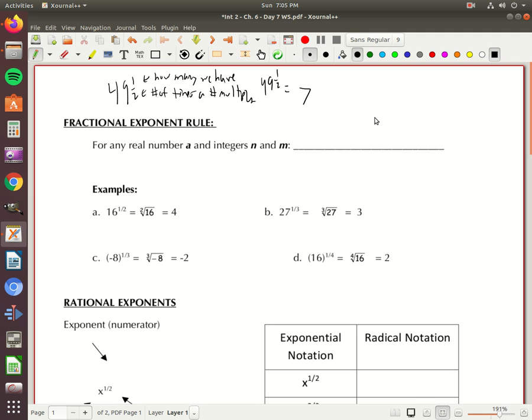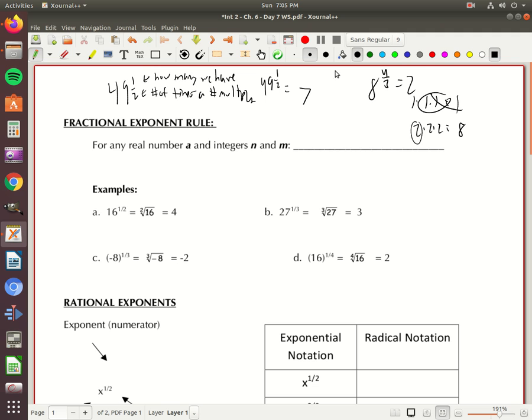Well, what if I had something like 8 to the 4/3? Again, what we're saying is start with the bottom number. This is the number of times that a number multiplies by itself. So what number multiplies by itself 3 times to give us 8? Well, 1 times 1 times 1 equals 1, so it's not that one. What about 2 times 2 times 2? 2 times 2 is 4, 4 times 2 is 8. So that number's 2, right? And I have 4 of them.